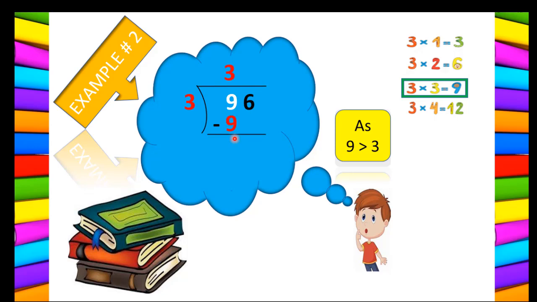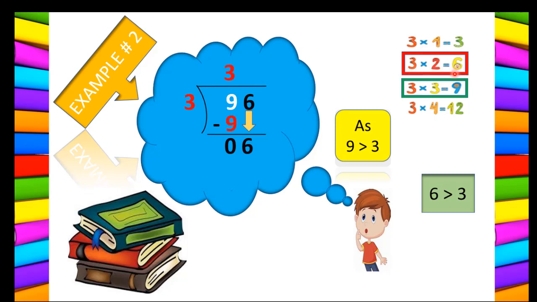Then we will subtract: 9 minus 9 is equal to 0. As 0 is less than 3, 3 can't divide 0. So we will bring down the next digit, which is 6 at ones place. Then we will write here 6 in the ones column, and as 6 is greater than 3, 3 can divide 6. Now we will find the product which is equal to or nearest to 6. In the table of 3 you can see here 3 multiply 2 is equal to 6.